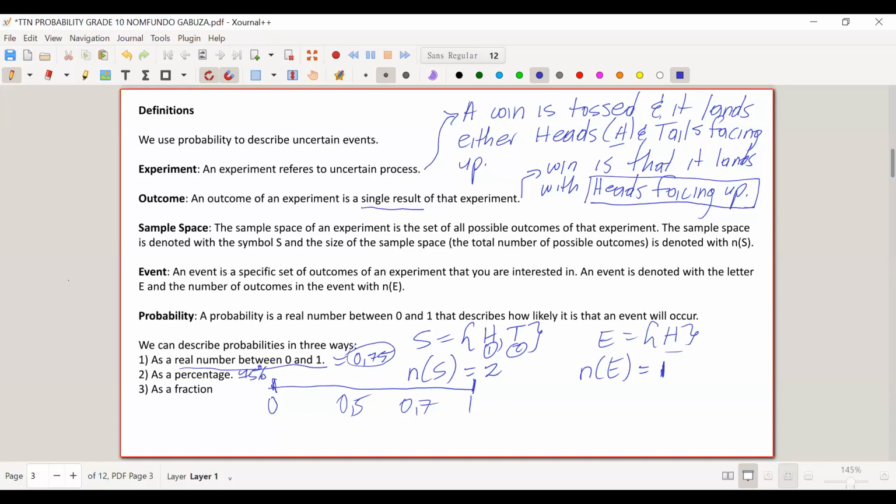Or we can represent the probability by a fraction. 0.75 is 3/4.